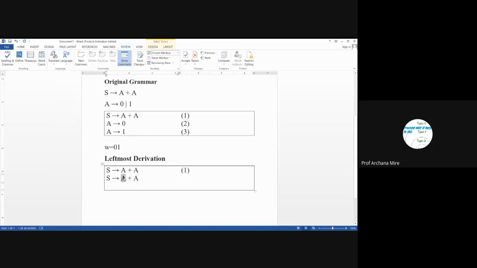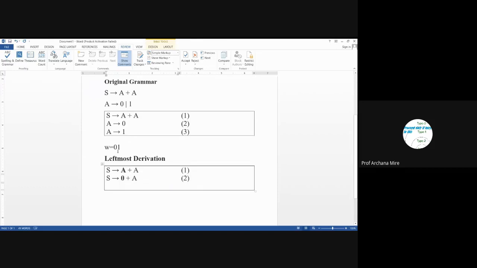I want to replace this capital A. Now which production rule can I use? Either production rule number 2, A leads to 0, or production rule number 3, A leads to 1. But the leftmost symbol which I want to generate in my string is 0. So I can use only production rule number 2 here, and I will replace this A with 0, because here I require symbol 0.